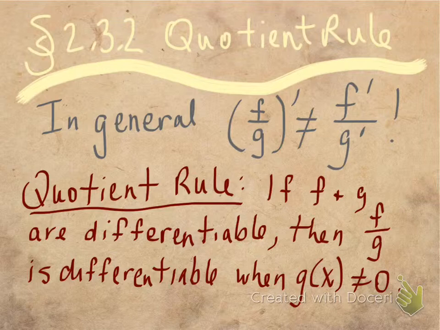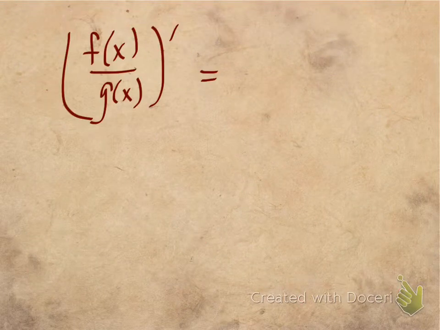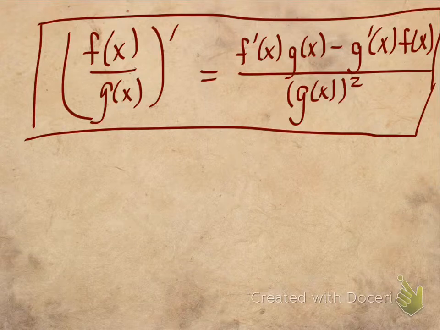But if we want to take the derivative of a quotient, well, let's suppose I have two differentiable functions, f and g. Then it is a fact that f over g is differentiable as long as g of x is not 0. So at any point where g of x is not 0. And how do we calculate it? Well, (f over g) prime is f prime times g minus g prime times f, over g squared. This is the infamous quotient rule.